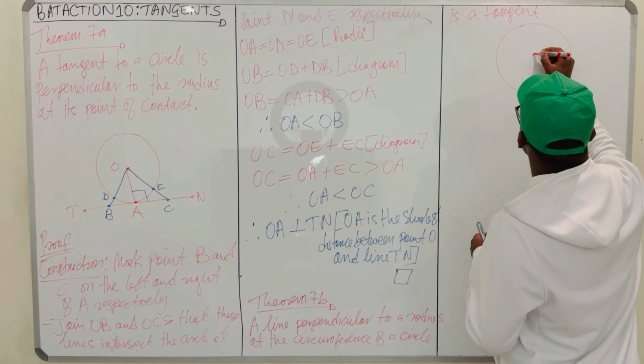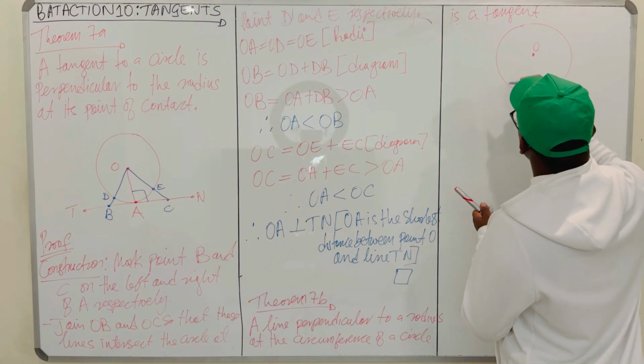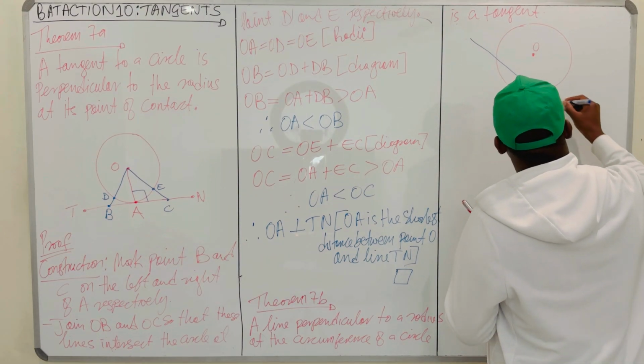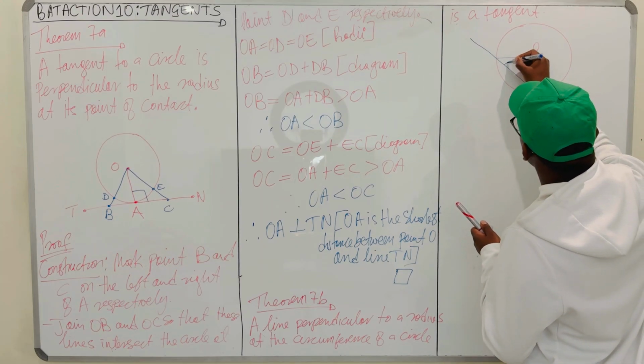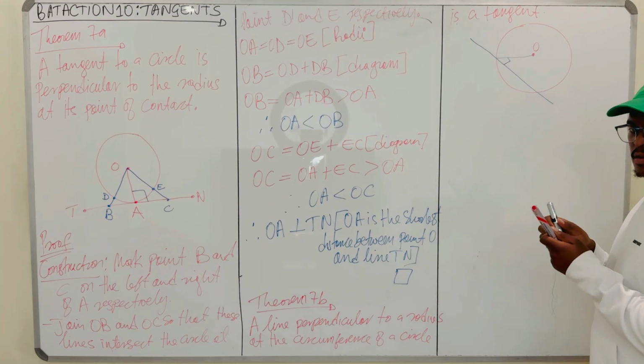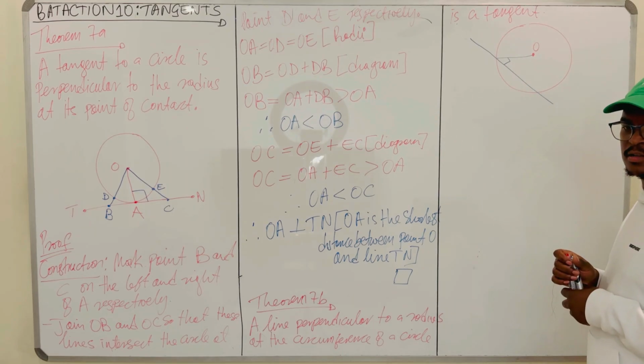So here's your center. Can you see center O? And you have this line here, so that this line of yours is perpendicular. Can you see? Then I'm saying that this line should be a tangent. Does it make sense? Yes. Do you understand it? Yes.